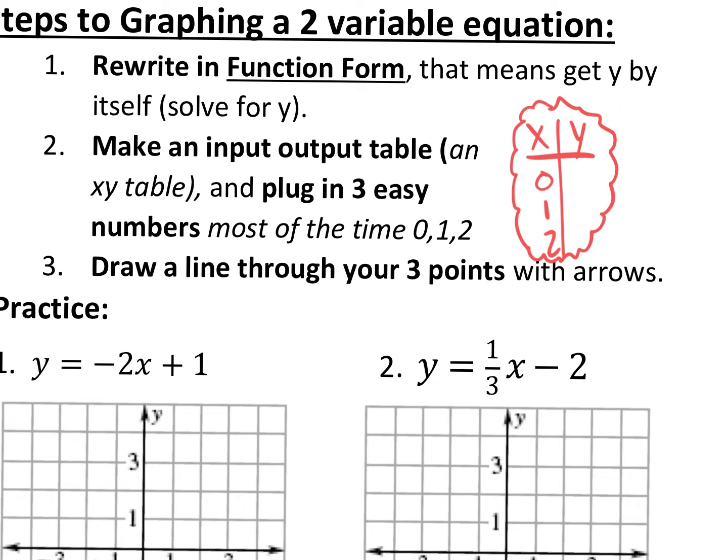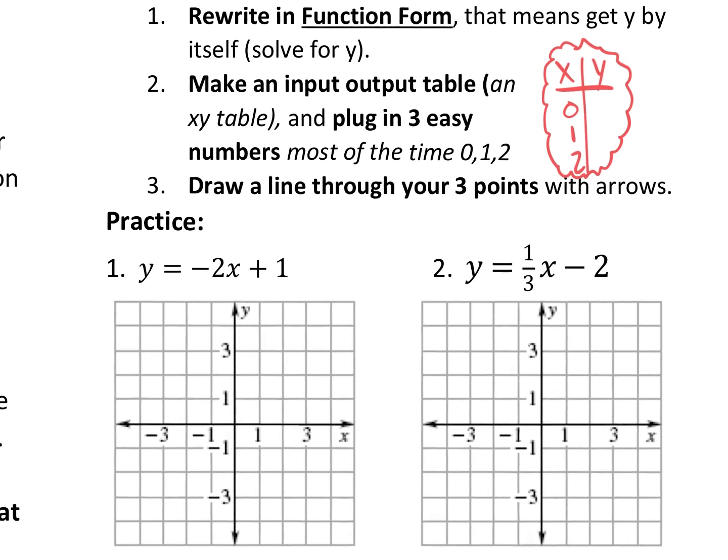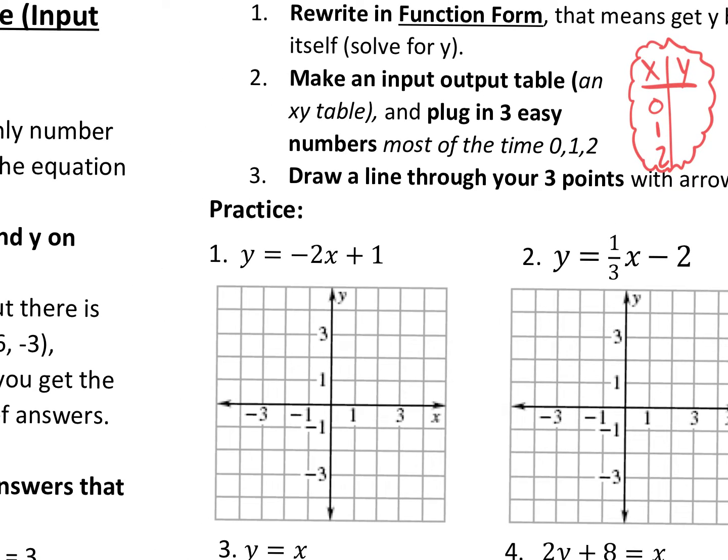Let's actually show that on number 1. So step 1, rewrite it in function form. That's already in function form. Step 2, make an input-output table. So everybody right next to number 1, let's do a little input-output table. Remember, the inputs are the x's, the outputs are the y's. Now we're going to plug in 3 easy numbers, and right here we wrote 0, 1, and 2. So we could do 0, 1, and 2.